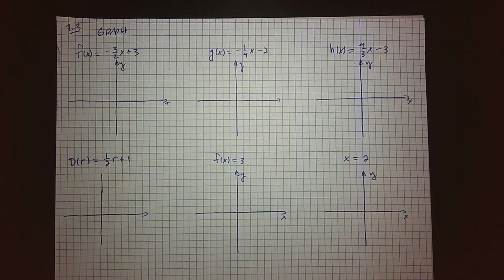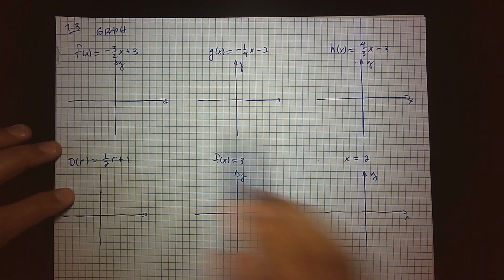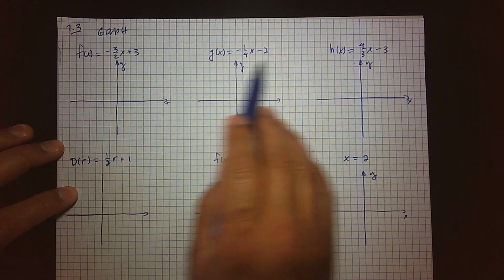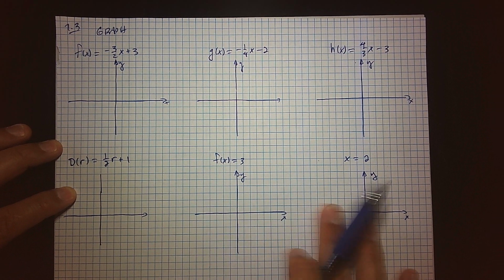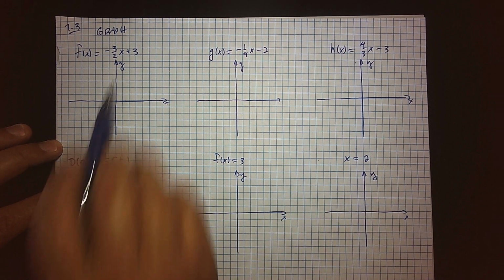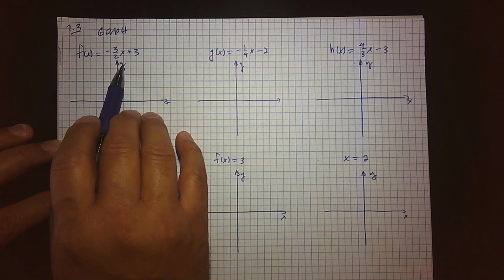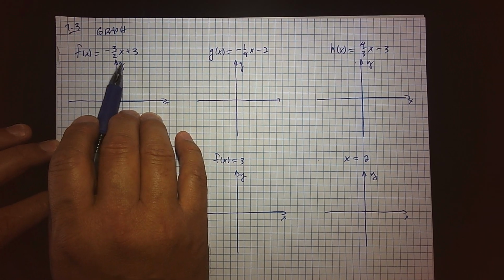So let's review how to graph lines. Notice everything is already in a nice useful form. I have everything in slope-intercept form. There's some exceptions down here we'll get to. But as soon as my function is in slope-intercept form, graphing is pretty easy.